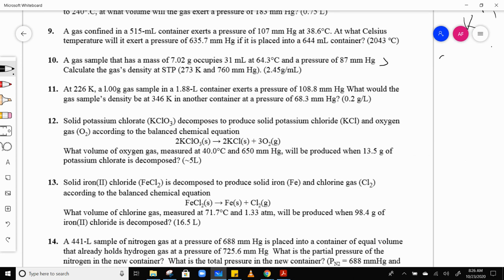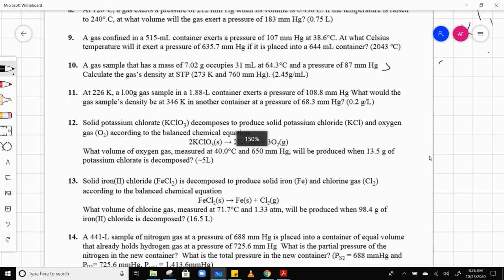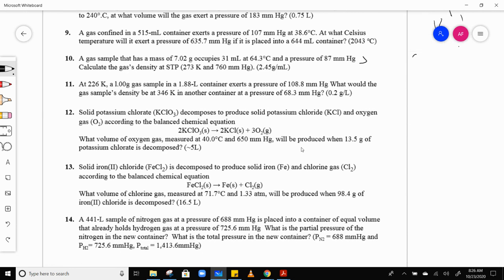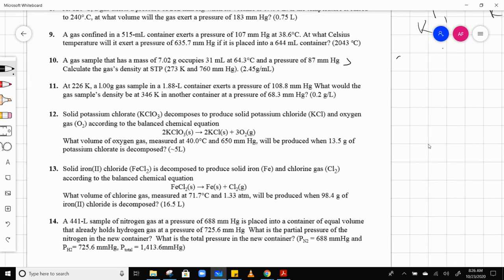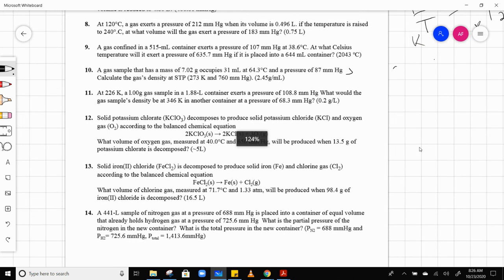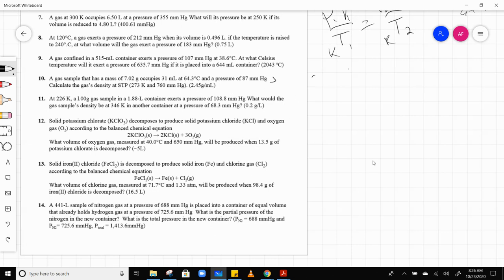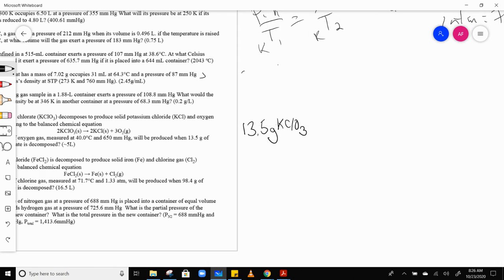Getting a little bit ahead of myself, yeah? So we want to know what volume of oxygen gas, right? But we're only given the grams of potassium chlorate. So the first part of this is actually a stoichiometry problem. We start with 13.5 grams of KClO3. And what we're going to do is figure out how many moles of O2 we can make.